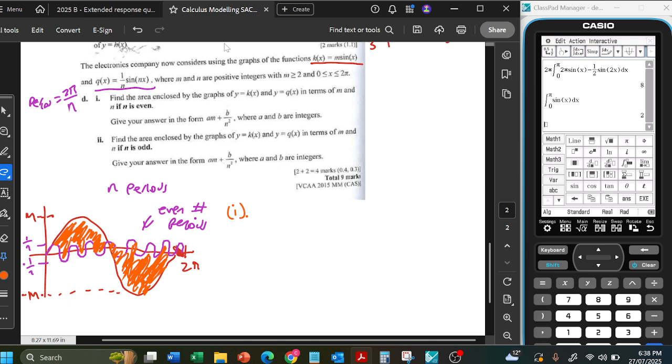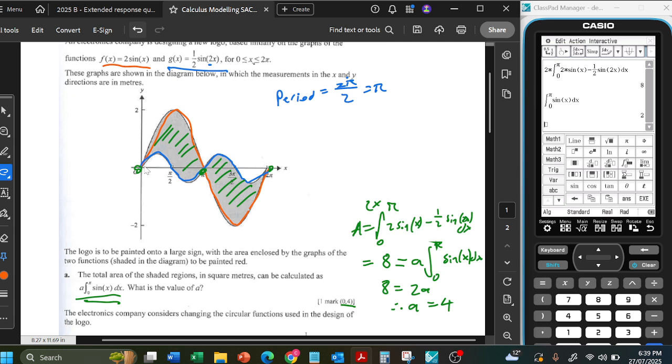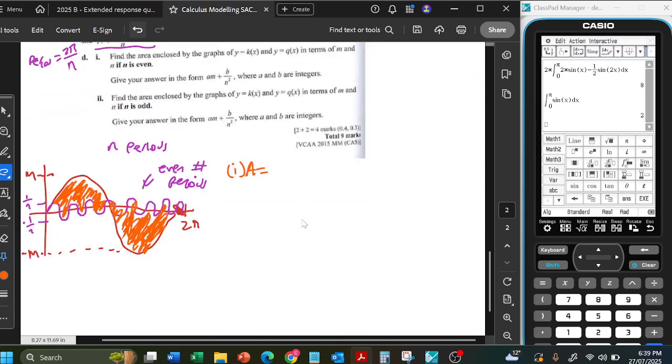So first up, how do we compute this area? Well, this area is equal to, let's have a think about it. So just like in the first question here, that first part of the area from 0 to pi is exactly the same as the area from pi to 2 pi. It's the same graph. It's just been reflected in the x-axis. So we could find this area as being equal to 2 times the integral from 0 to pi of this top graph here, which was k(x), minus q(x) dx.